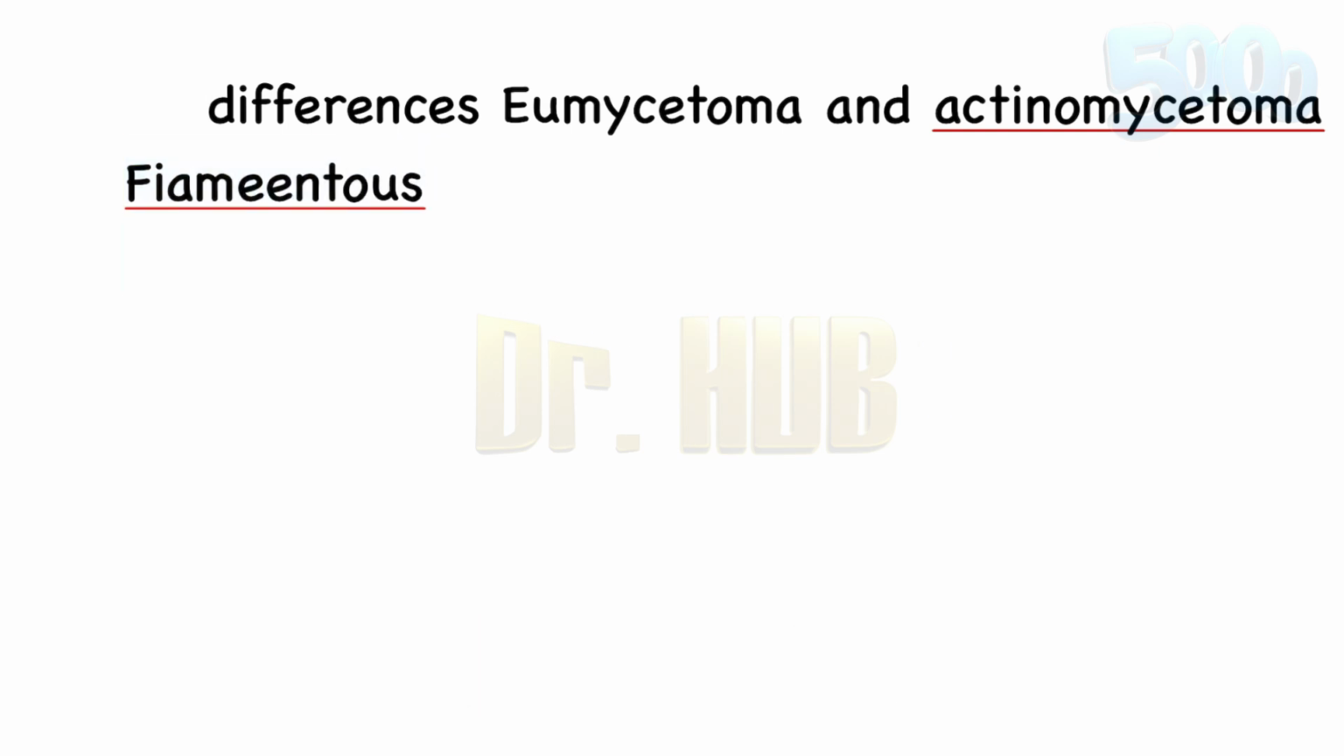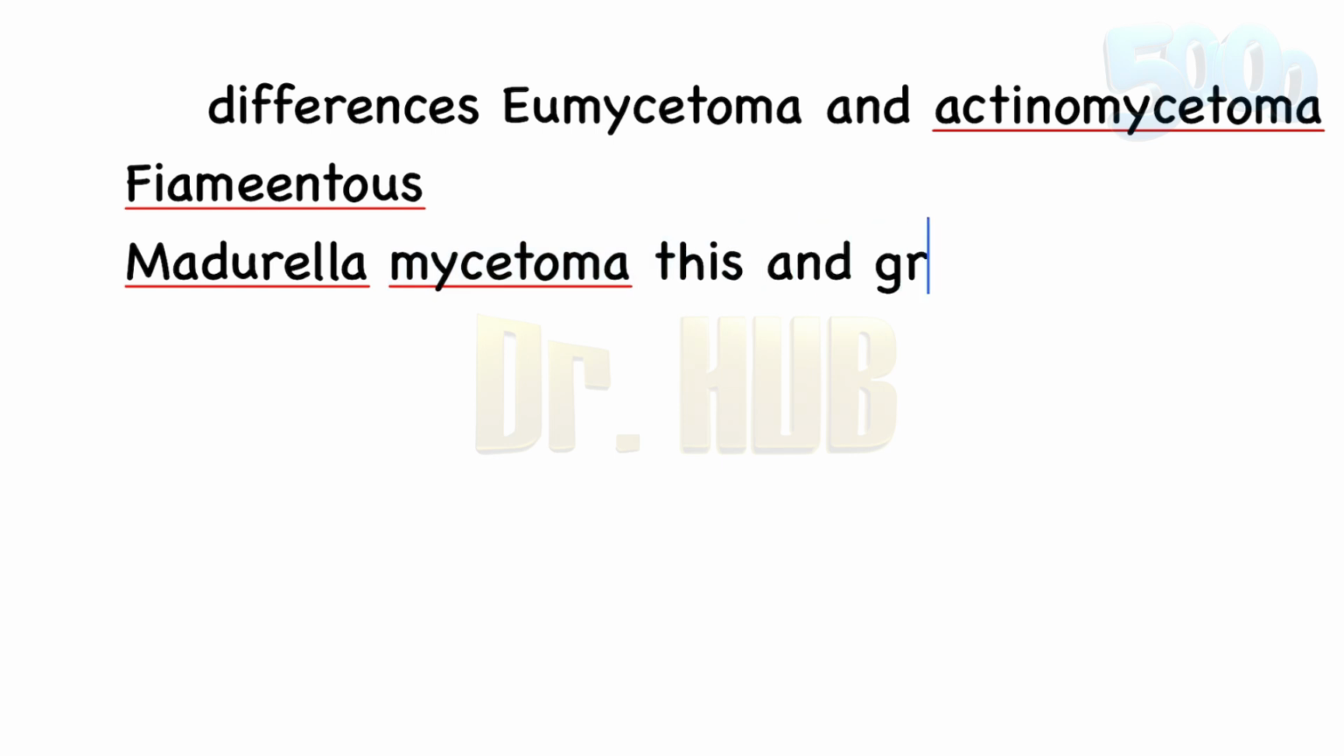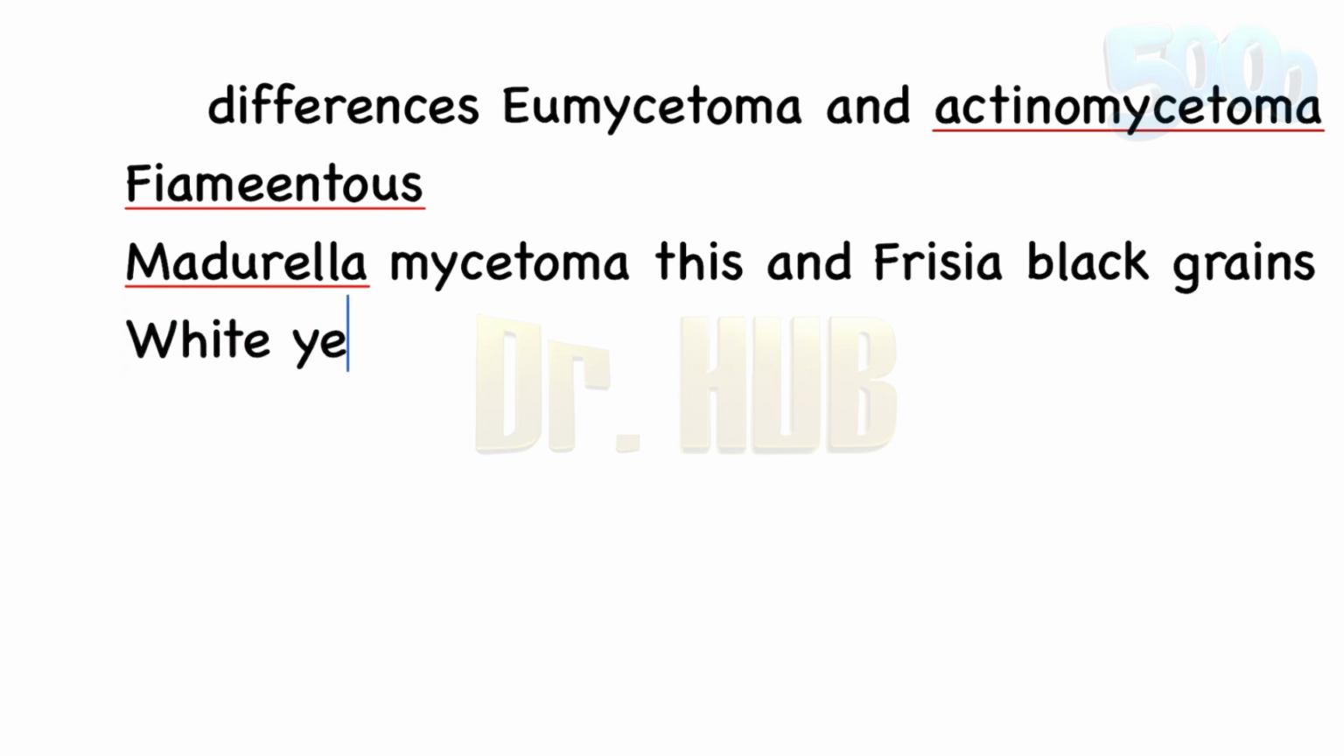Next is what are the grains. The grains in Eumycetoma include the Madurella mycetomatis and the Madurella grisea black grains. Now in Actinomycetoma, it includes the Actinomadura madurae and the Nocardia asteroides white yellow grains. So it includes the white yellow grains in case of the Actinomycetoma.